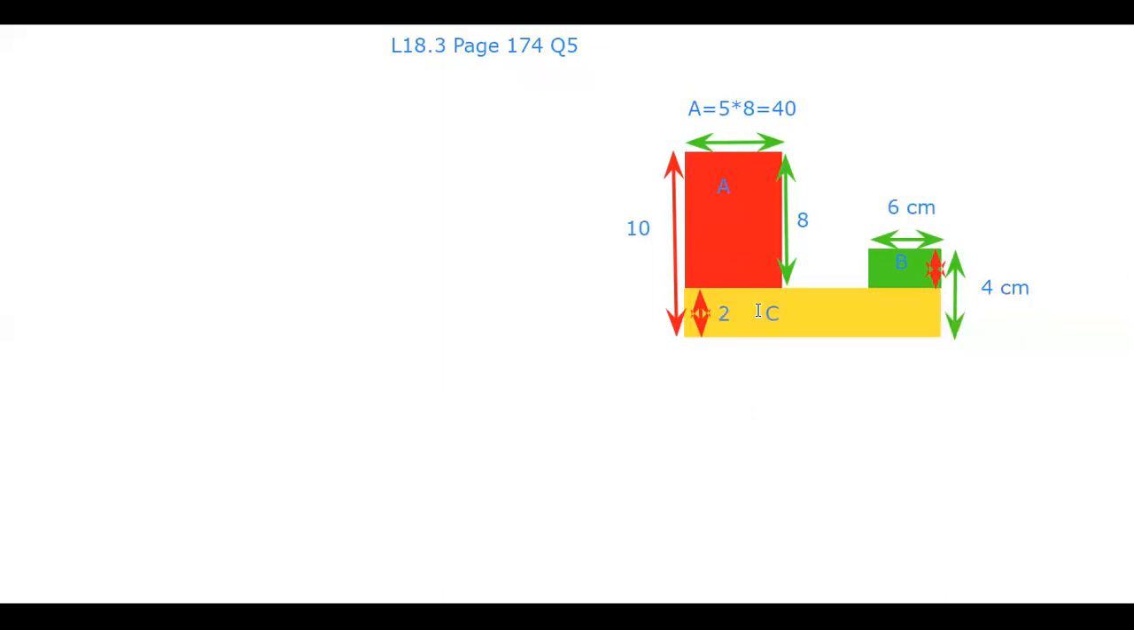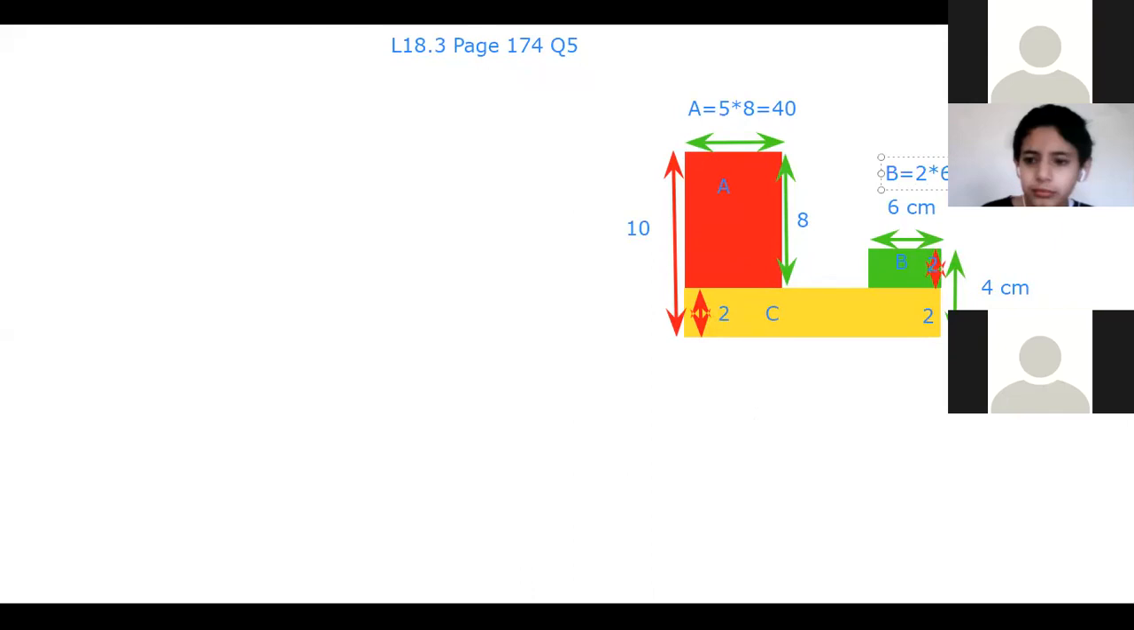So this one is 2, which means this one is also what? 2. So now what about the length of B? The length of B will be 4 minus 2, which is also 2. Now can you find the area for B? You're going to say the area for B, I can figure it out because I know my sides, equals 2 times 6, which equals 12.